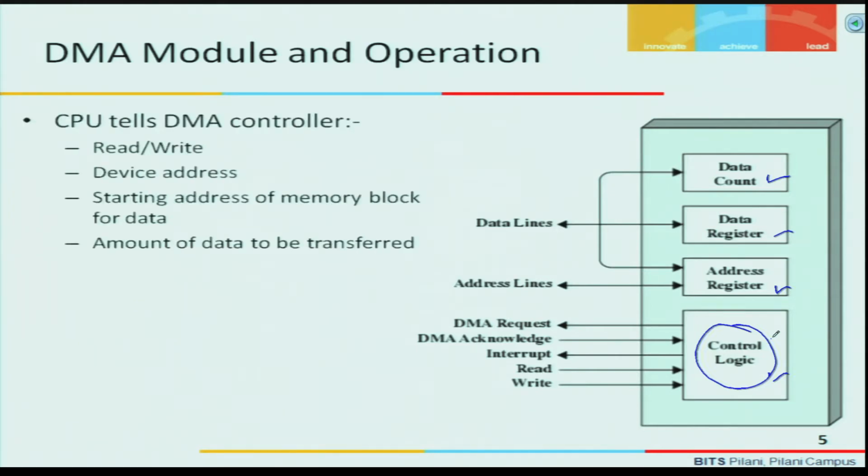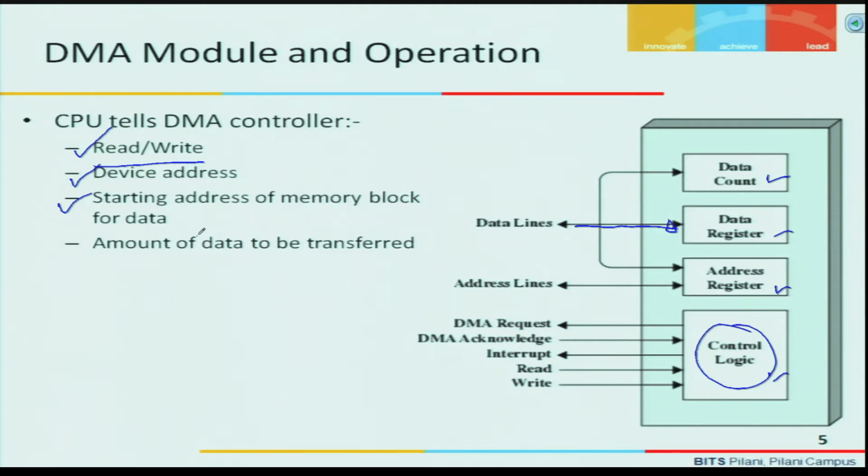How exactly does the DMA activity start? The CPU tells the DMA controller whether it is a read or write operation. Then it supplies the device address, which is stored in the data register through the data lines, and it also provides the starting address of the memory block for the block of data which has to be transferred. Using DMA is better for large amounts of data transfer.